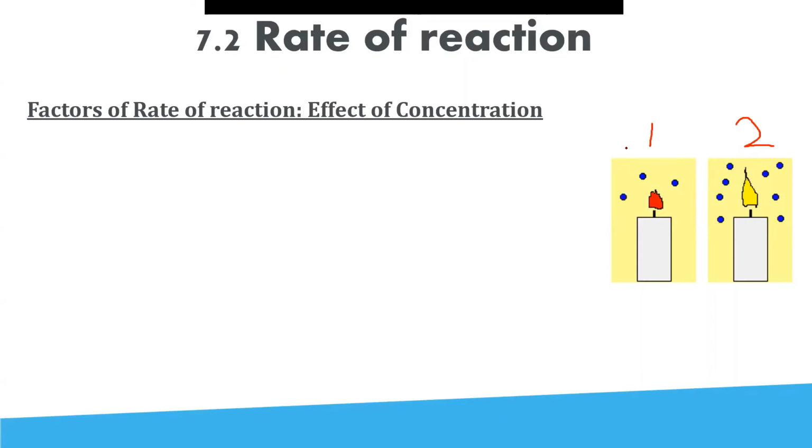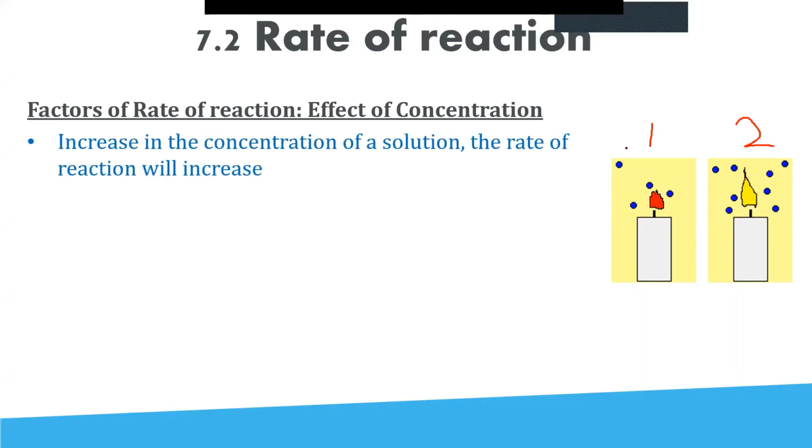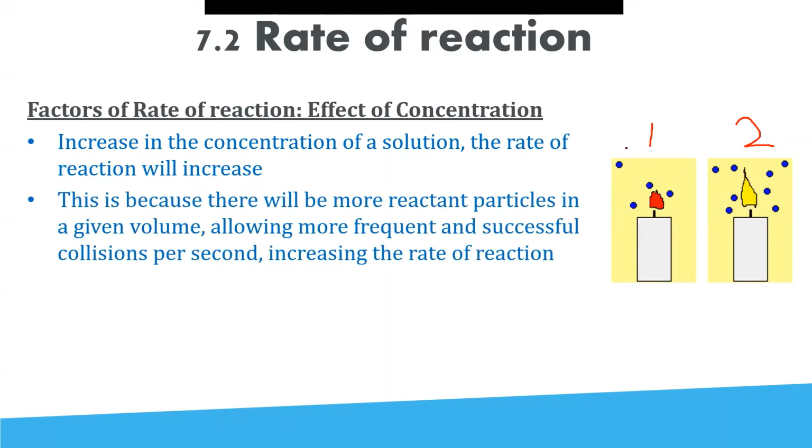So mole over volume, right? It means the number of molecules over volume. So in a specific volume, how many molecules are there? That is concentration. So it is related to the number of particles. An increase in concentration means the rate will increase. This is because there will be more reactant particles.